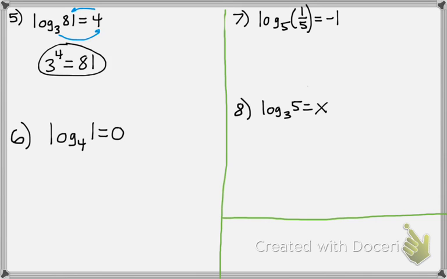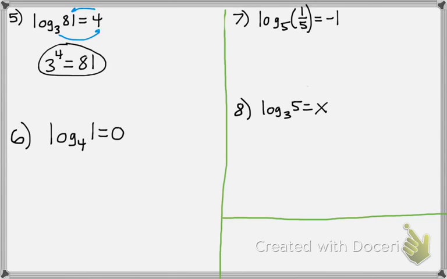It's always good to look at that exponential equation to see if it's actually a true statement. And 3 raised to the 4th does give you 81. So this is an equivalent way of saying log base 3 of 81 is equal to 4. You could also say 3 raised to the 4th is 81.